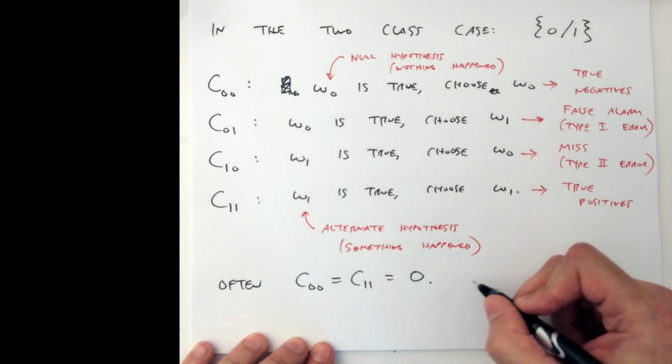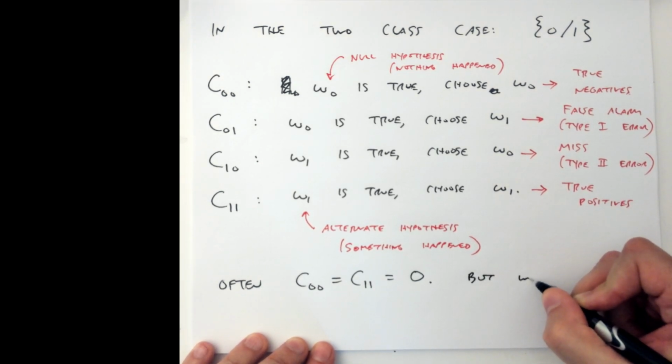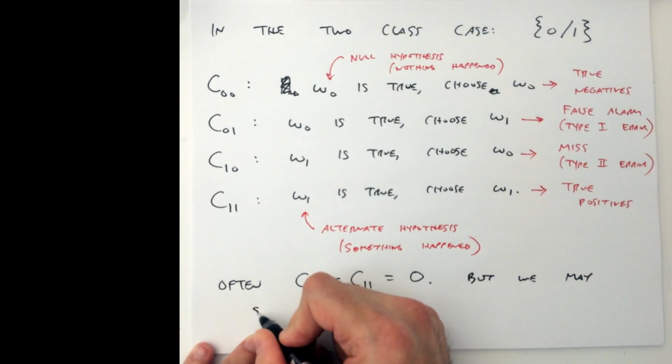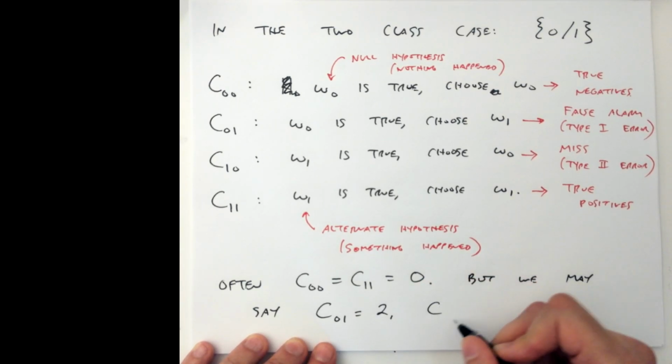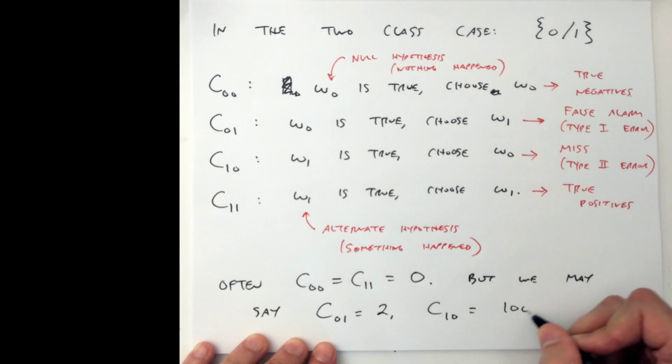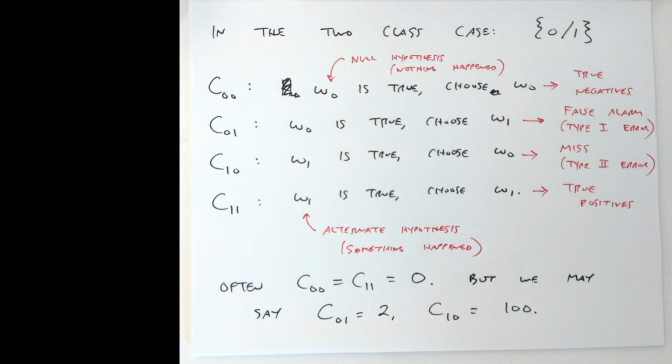But we may say that C01 is 2 and C10 is 100 or something like that. For example, yes, it inconveniences you to get patted down, so it costs something to the system. But the cost is much higher if you miss somebody going through the system. So you, as the TSA at the airport, have to decide what level of false alarms you are willing to tolerate. Certainly, you can't get both of these things to be low at the same time.